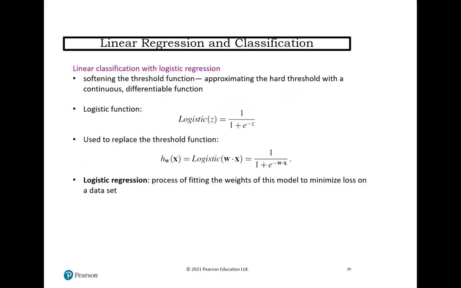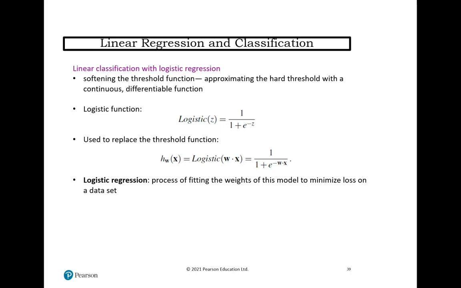Now, instead of using a strict threshold based on h of x, we don't like these sharp thresholds, greater than 0.5 or less than 0.5, and the reason why is: what do we do if we're exactly at 0.5? Is the program going to crash here? What kind of decision do we make if we're exactly at the boundary?